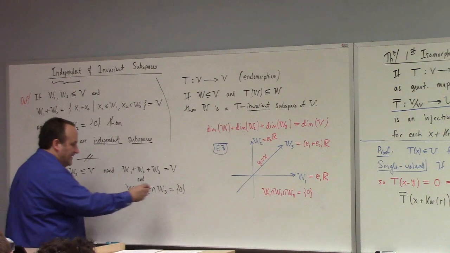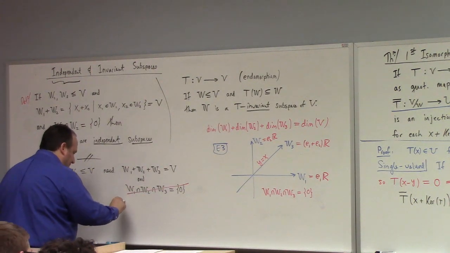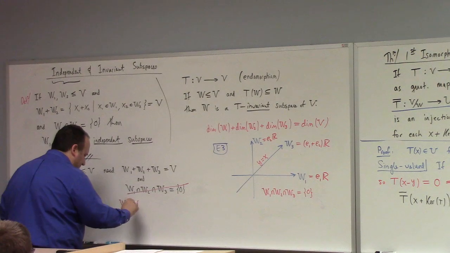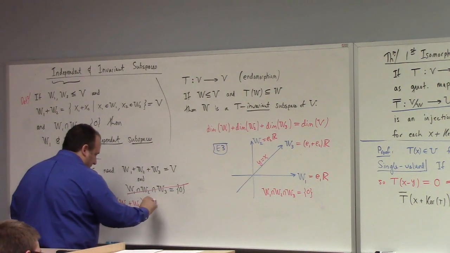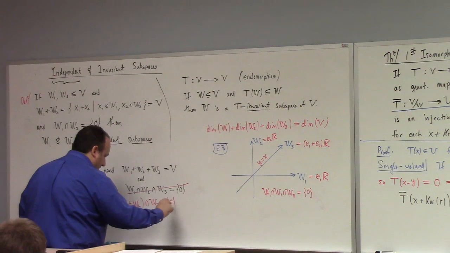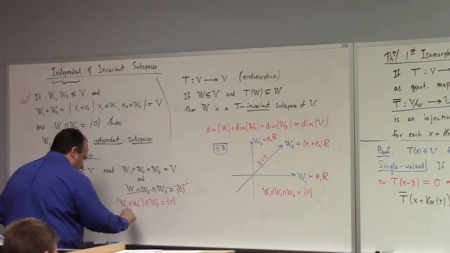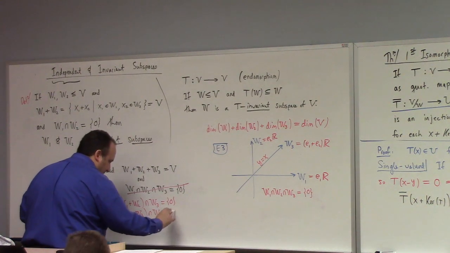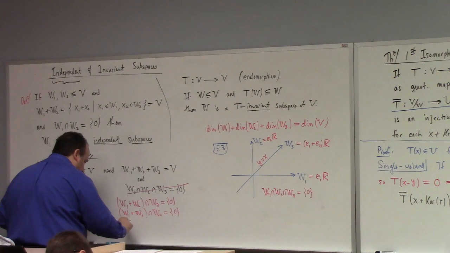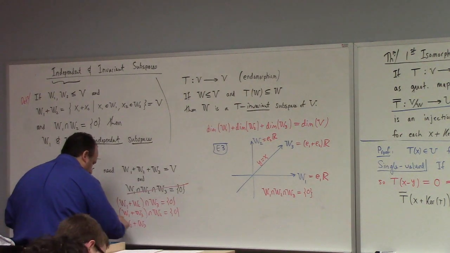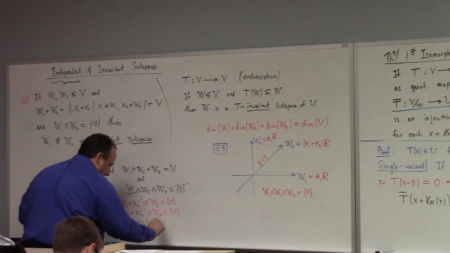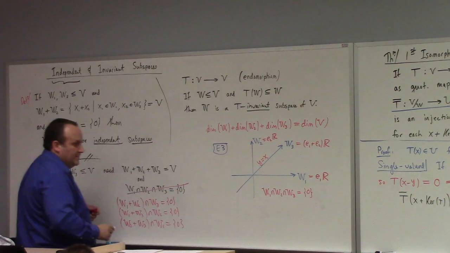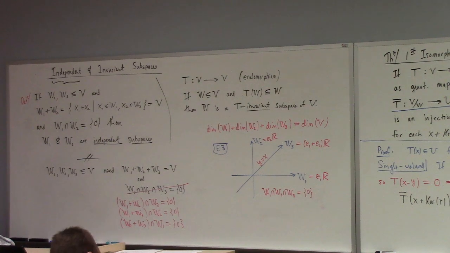What we need instead is that W1 plus W2 intersect with W3 is 0. And we need that W1 plus W3 intersect with W2 is 0. And we need that W2 plus W3 intersect with W1 is equal to 0. We need all three of these conditions to affirm the independence of these three subspaces.